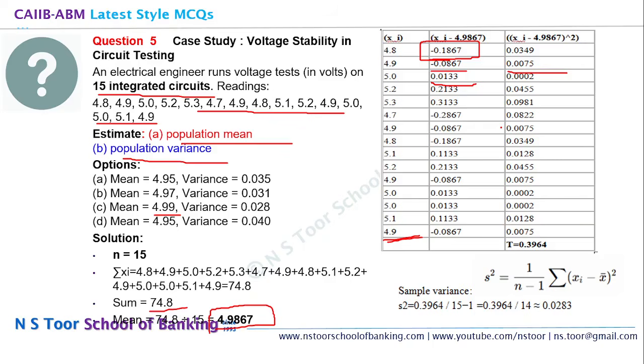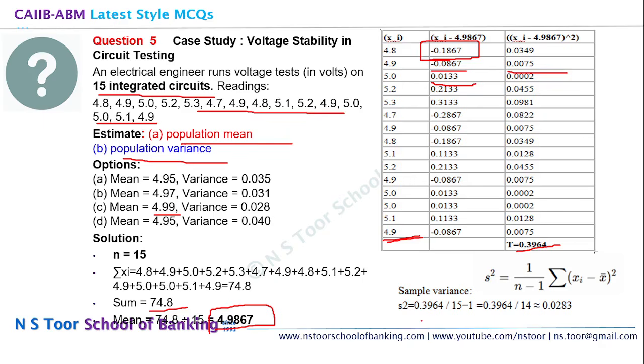And if you see, even if this xi minus average is negative, your square for every item will be positive, because whenever you are doing the multiplication of minus into minus, your answer will be plus. So when you get the square for the second row, what is the sum total of this? The sum total of this is 0.3964. This will be useful for us while calculating the sample variance.